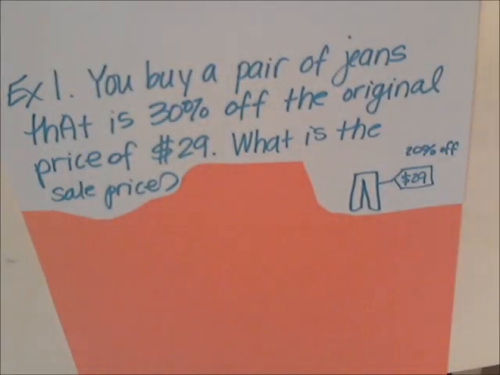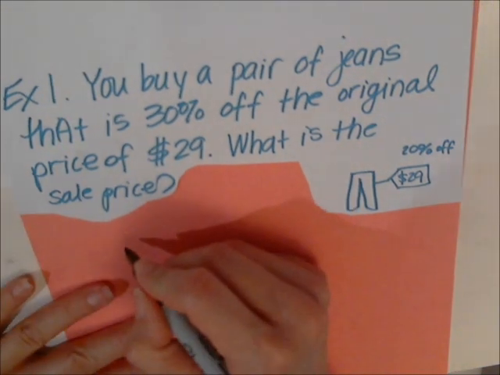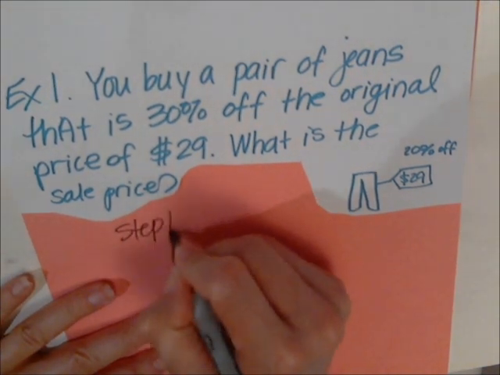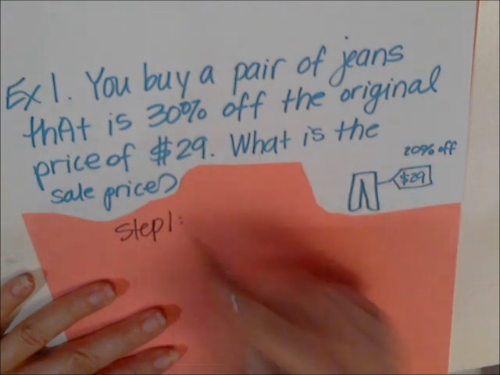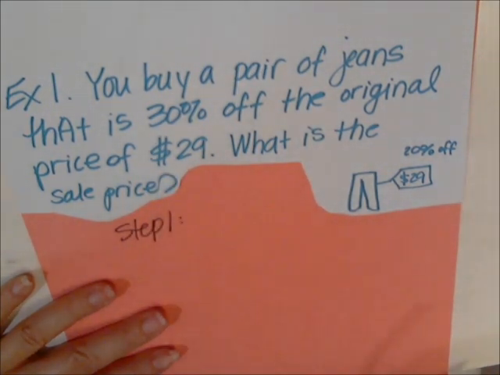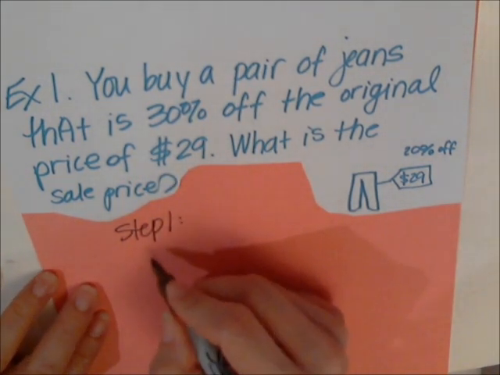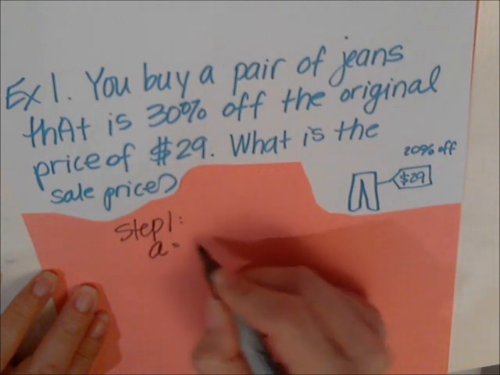Okay, so example one: you buy a pair of jeans that is 30% off the original price of $29. What is the sales price? So the first thing we are going to do, step one, is find the percent of $29. I'm going to use that percent equation.